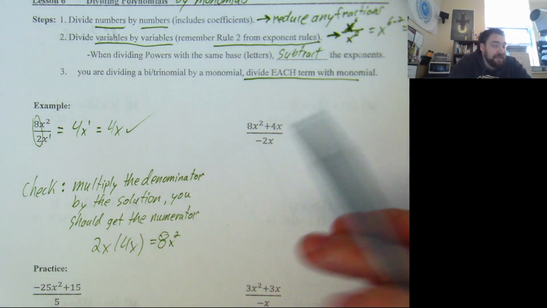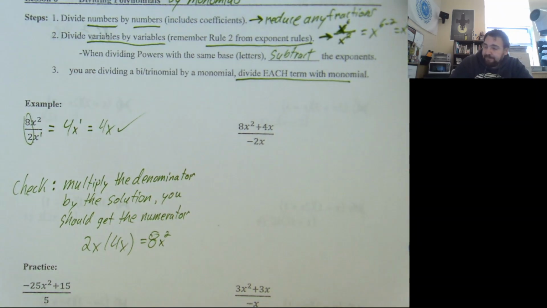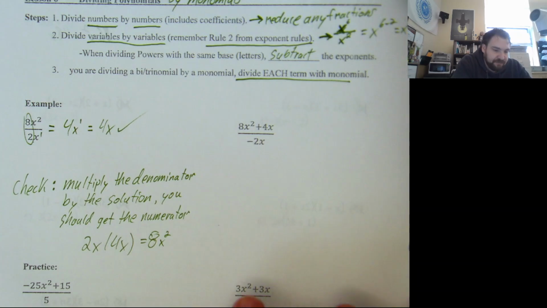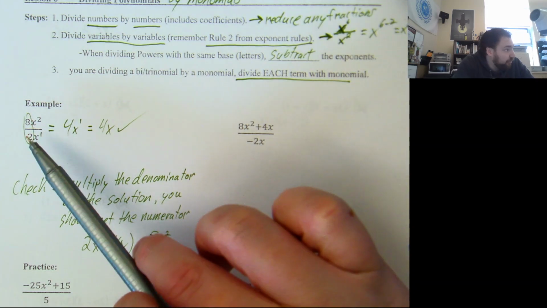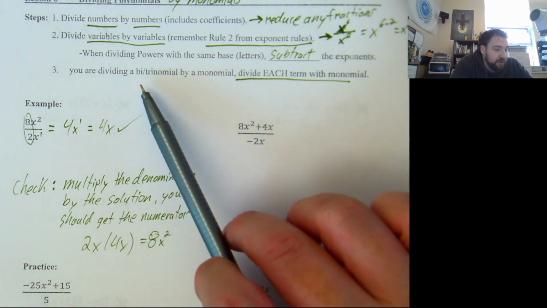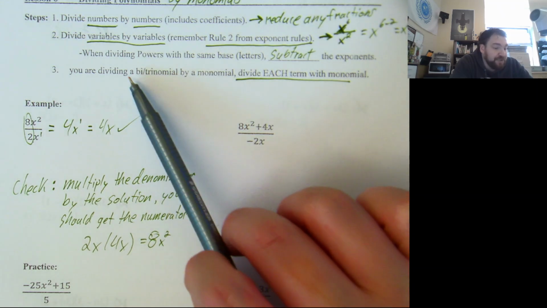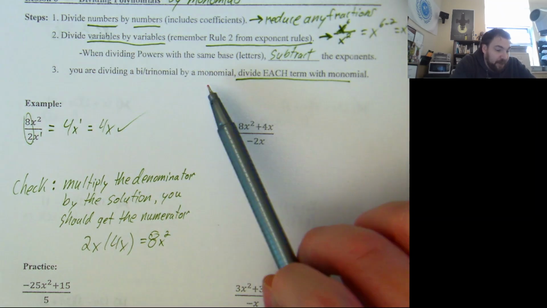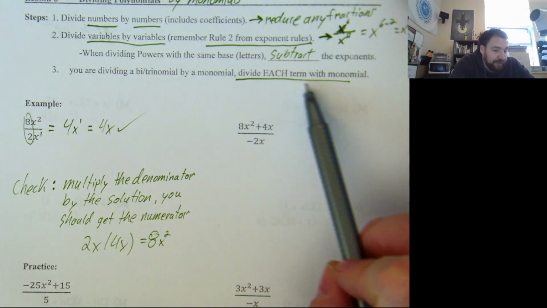So that was a one-term thing. Let's look at a two-term thing. Let's make it more interesting. I have 8x squared plus 4x divided by negative 2x. The first one only had one term in the numerator and one term in the denominator. So this is where we need to use this third rule down here. You are dividing a binomial or a trinomial by a monomial. Divide each term with the monomial.